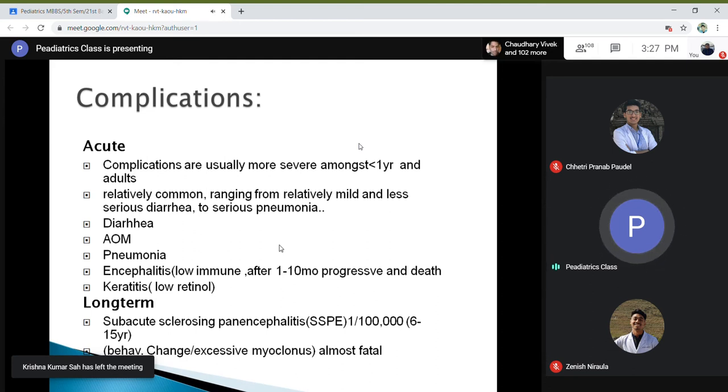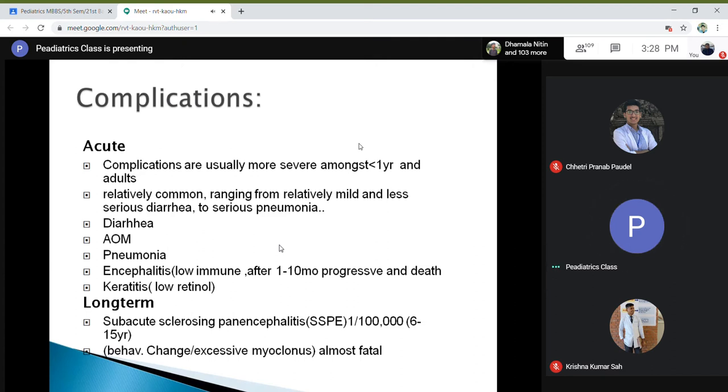Sometimes the patient would have keratitis because of the measles virus infection, and there's some association with low retinol in the blood. Retinol, you know, is needed for your eyes. That's why, with the treatment, we also give vitamin A.